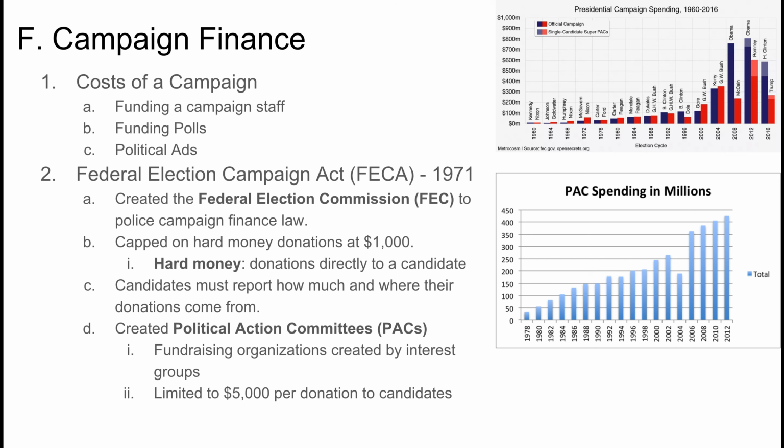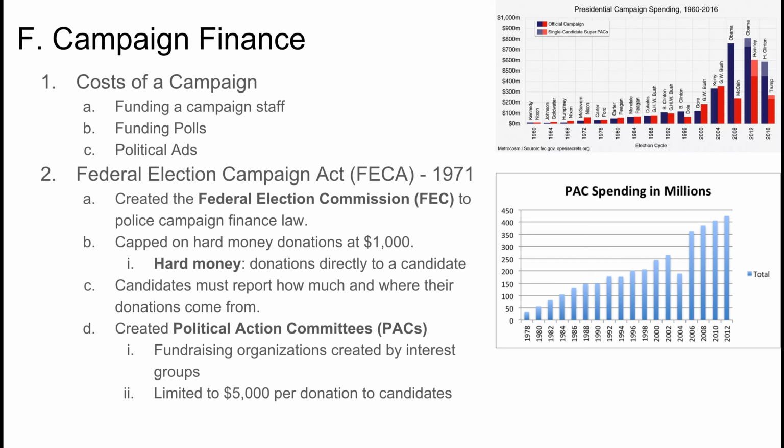One of the policies here is they capped donations from individuals to candidates at $1,000. We call this hard money. So if you say, you know what, you really like Bernie Sanders and you want to give him $500 directly to his campaign, we would call that hard money. That is money going directly to the candidate. At this time, you could only give up to $1,000. We'll talk about it later, but they've since expanded that limit.